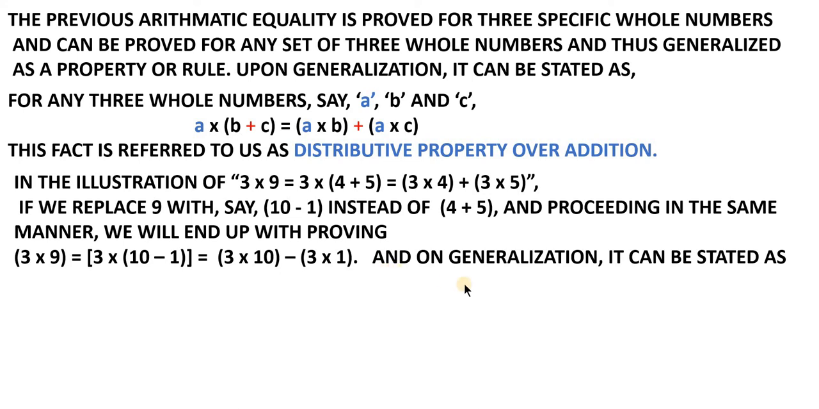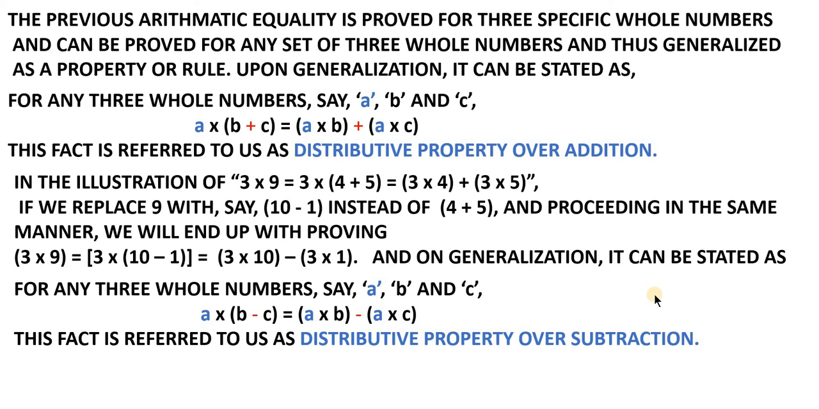And on generalization, it can be stated as, we have taken a specific case and seen. If we see the left hand side, 3 into 9 is 27. If we see the right hand side, 3 times 10 is 30, minus 3 times 1 is 3. 30 minus 3 is 27 again. So we have taken a particular example and proved. Now we have generalized it: A multiplied by B minus C is equal to A multiplied by B minus A multiplied by C.